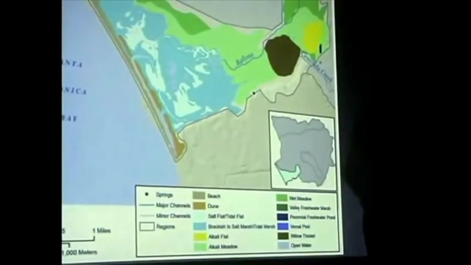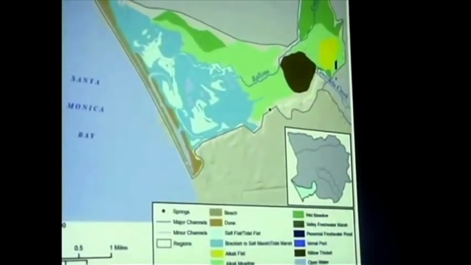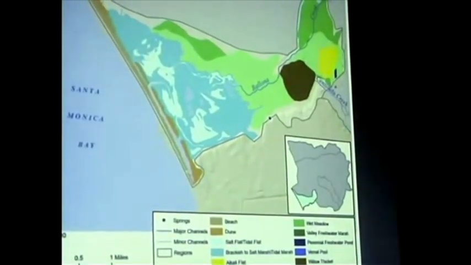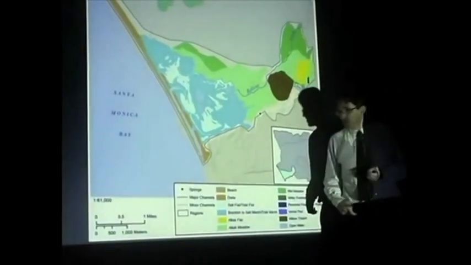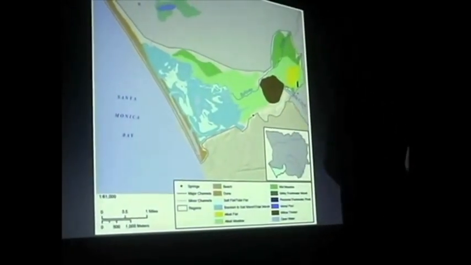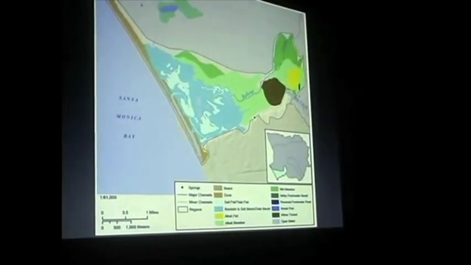brackish to saltwater marsh because it would have had a heavy freshwater influence, and for much of the year would not have had a tidal connection. So we said, you know what? That's pretty consistent with what we predicted.